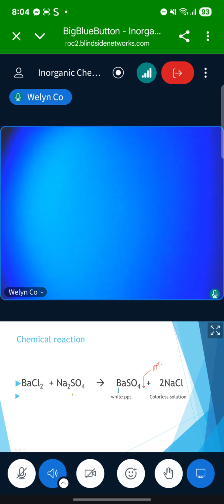So it's also the changing of partners. This would be your double decomposition reaction. The negative attracts your positive, and the positive with your chloride, barium with your sulfate. Okay, changing of partners.